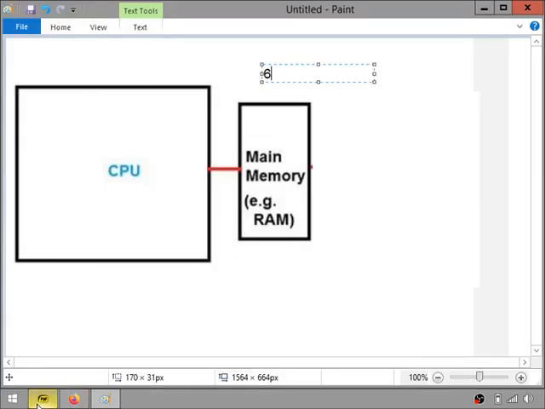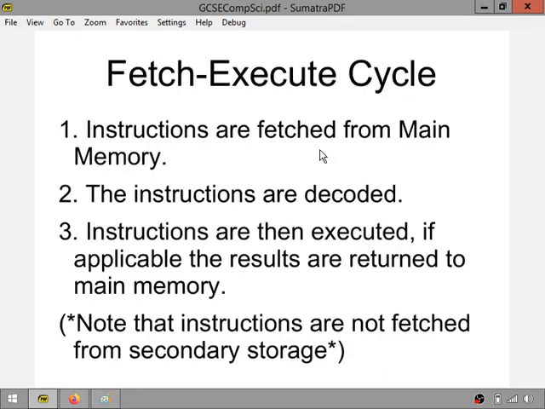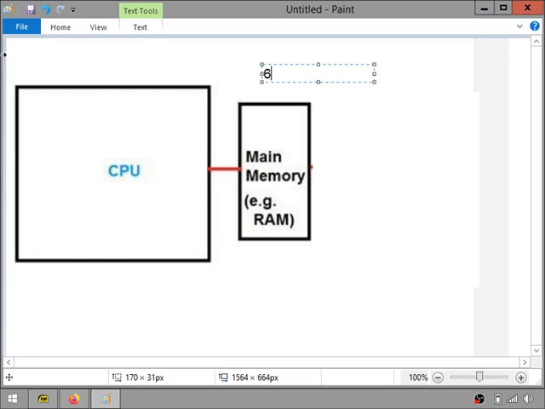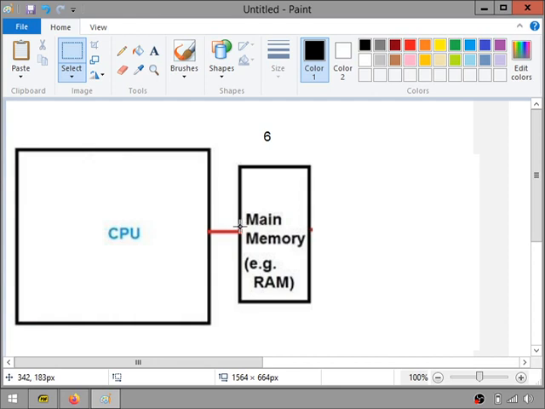So that's what it means by data and instructions are sent down one bus. In contrast, there is some funky computer architecture called the Harvard architecture, and that uses 2 buses instead. So you just bear with me while I copy this cable.